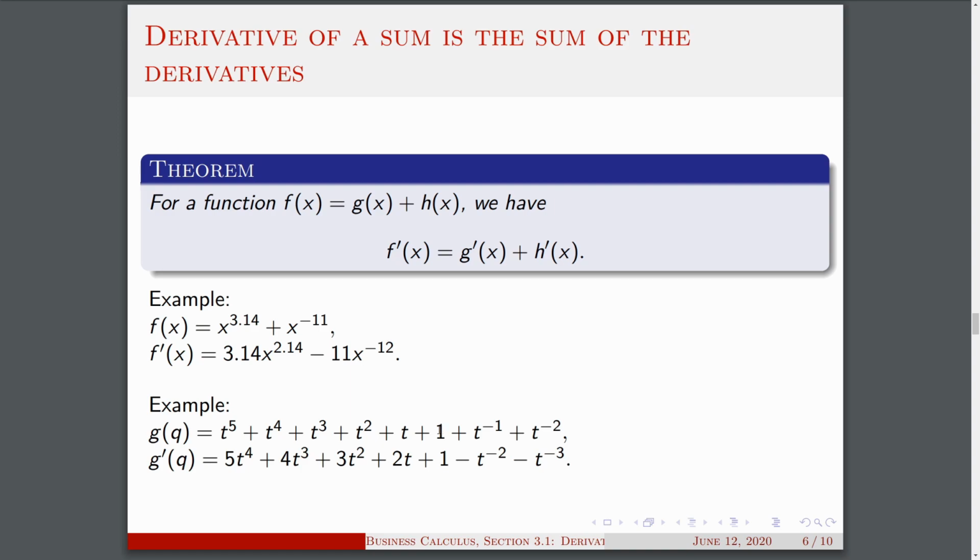Doesn't change it. So the derivative of t is 1. The derivative of 1 is 0. We don't write that. The derivative of t to the minus 1 is minus t to the minus 2. And the derivative of t to the minus 2 is minus t to the minus 3. All right, so that's how you would do that. Okay, good. T's, not Q's.